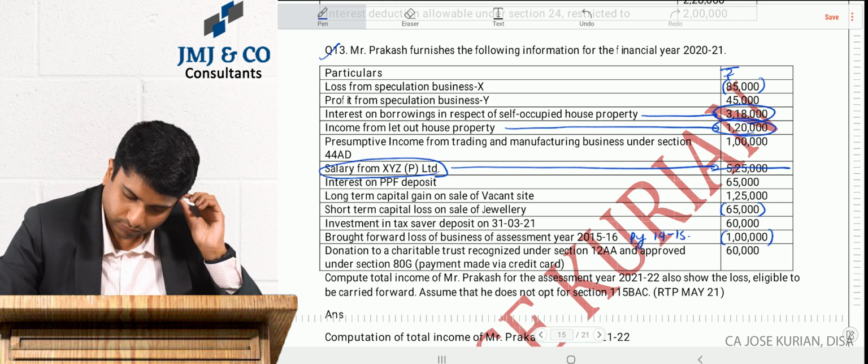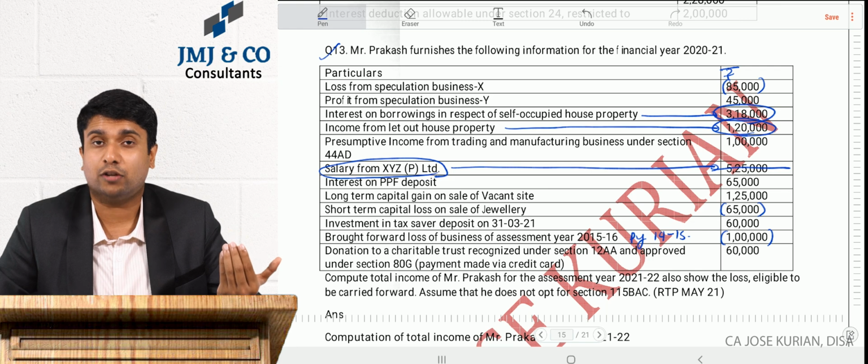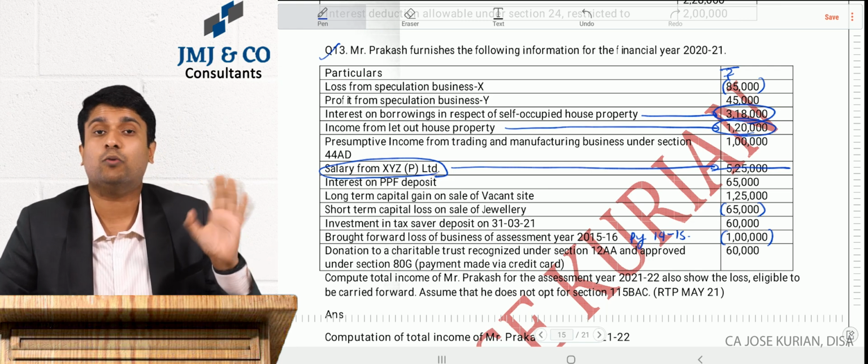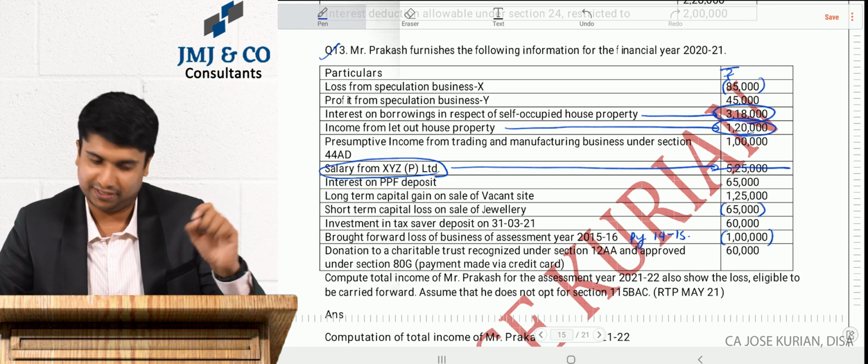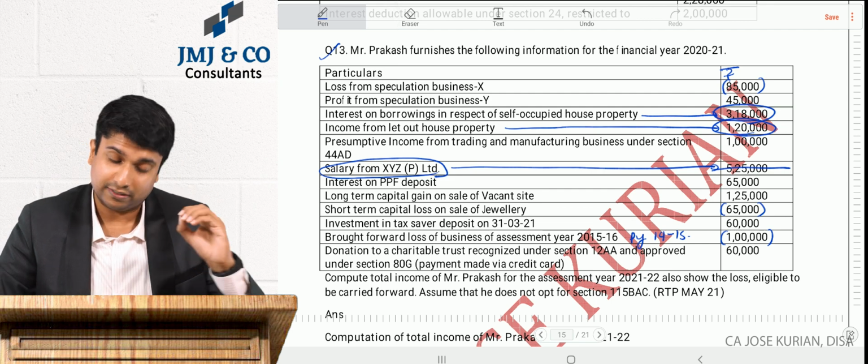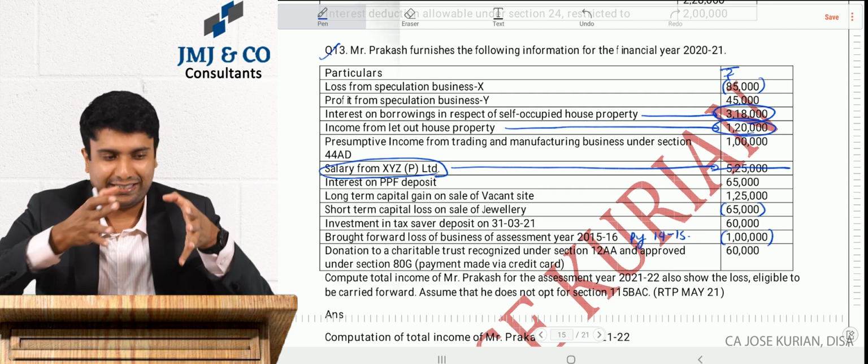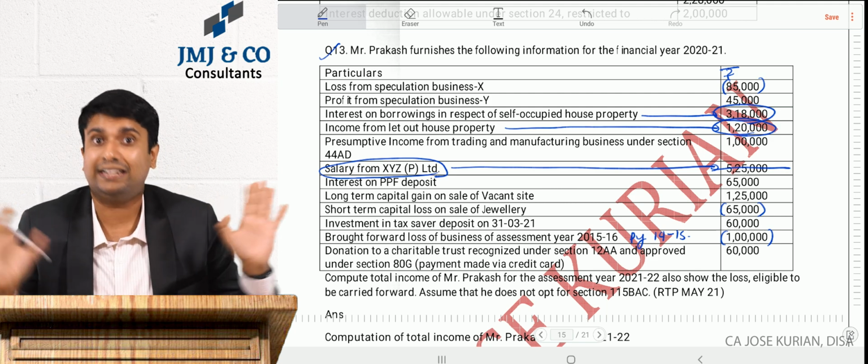Now if they are saying rent received from let out house property, then obviously you need to consider the standard deduction. But they are only using the word income. They are using the word income from house property. That means it is the net taxable income from house property. It is not an assumption. It is obvious.